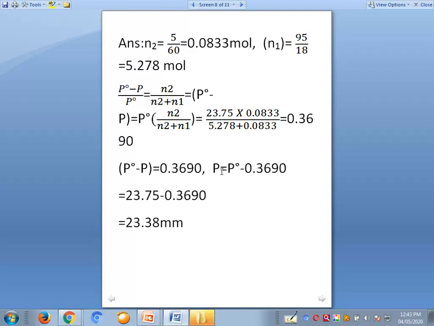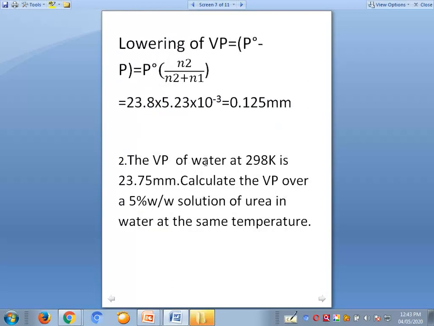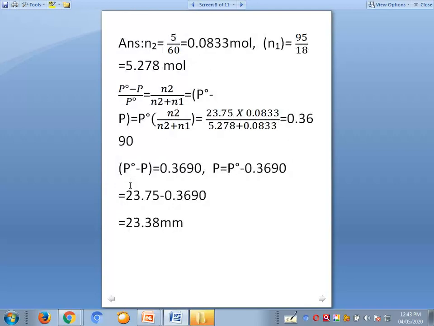Now I want the value of vapor pressure. So what is the formula? This P naught goes to this side: P is equal to P naught minus 0.3690. Now what is the value of P naught they have given? That is 23.75. So here in the problem you can see the vapor pressure of water is given as 23.75. So substitute that value here, minus 0.3690, you'll get the answer as 23.38 mm. This is the total pressure, right?